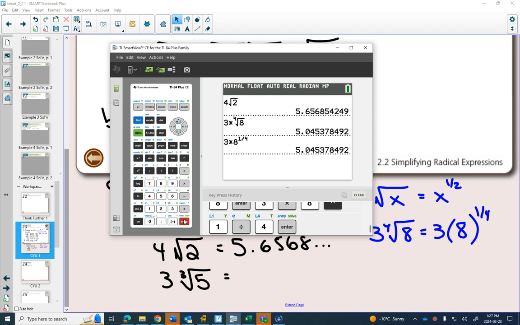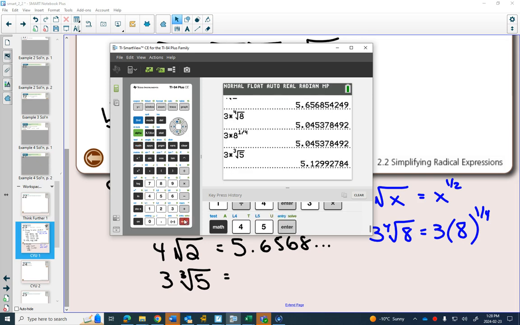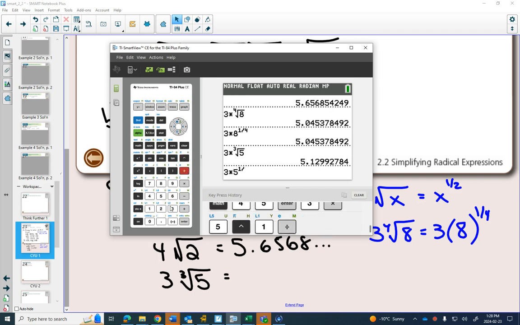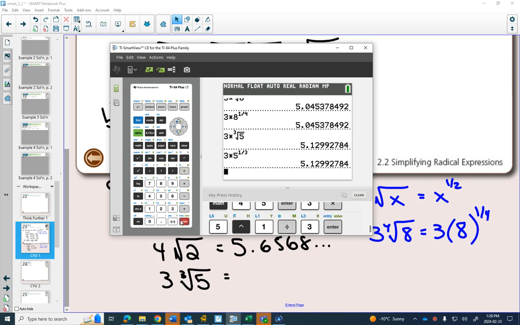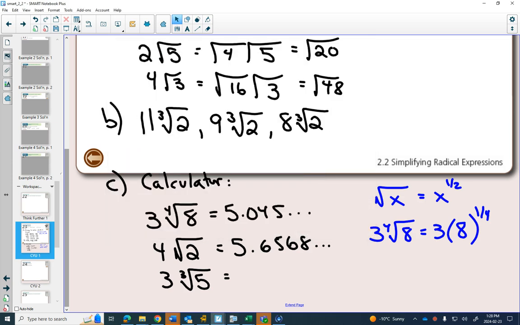So with radicals, you can change them to rational exponents. If that's easier for your calculator, perfect. Because sometimes that might be nice. So for the last one, I can go 3 times, and under the math button, number 4 already has a cube root. 3 times the cube root of 5, or I could go 3 times 5 to the 1/3. Both of those give me the same answer, 5.13.